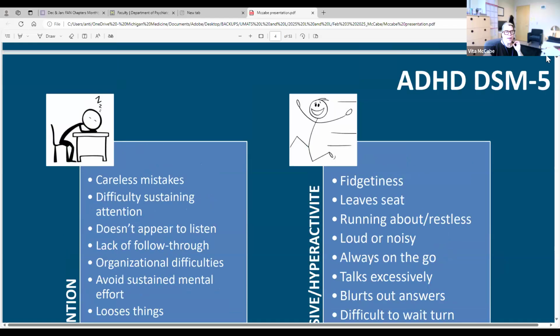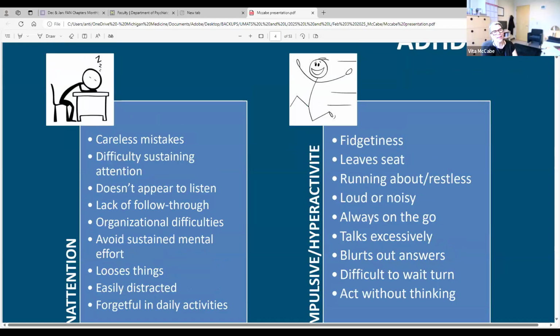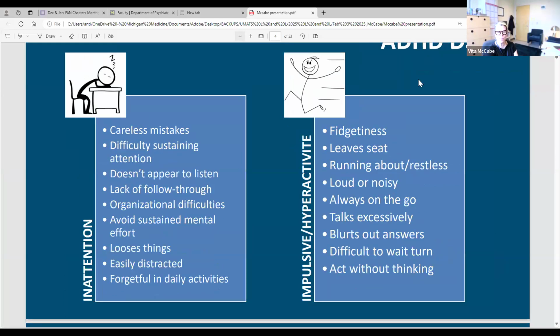So just as a reminder, because if you're not in the ADHD space, sometimes it's helpful to have a diagnostic reminder. So ADHD, per the DSM, right, has two major categories: inattention and then impulsive hyperactive.